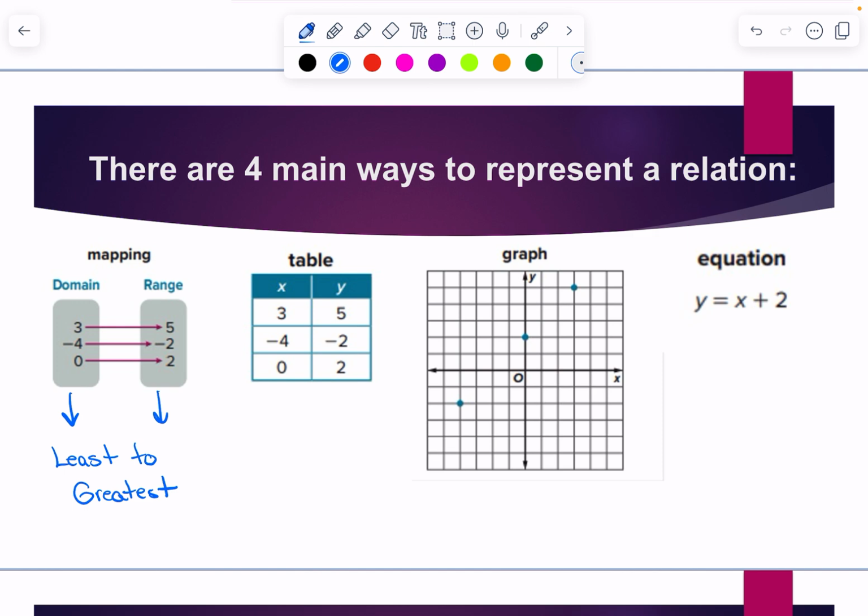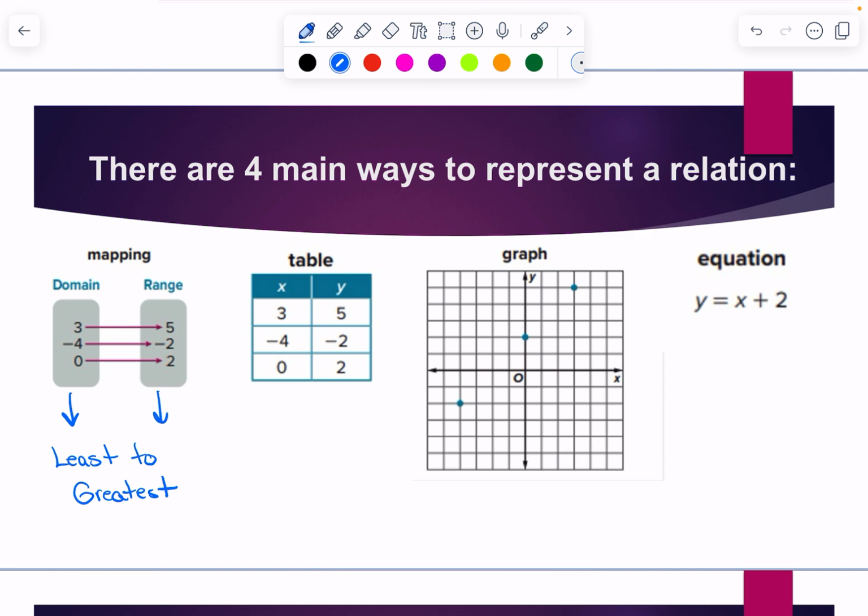A table is basically like a mapping. But a table just goes straight across, 3 to 5, -4 to -2, 0 to 2. The first column in your table is your x values or your domain. The second is your y values or your range. Then a third way that we represent this is by putting them on a graph.